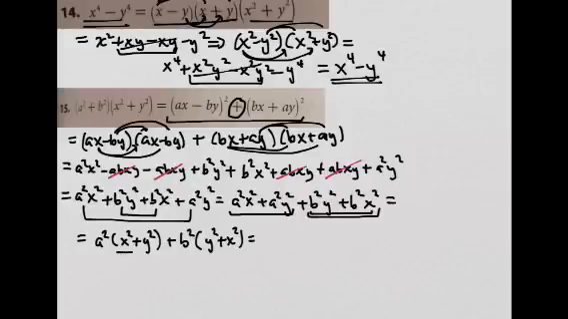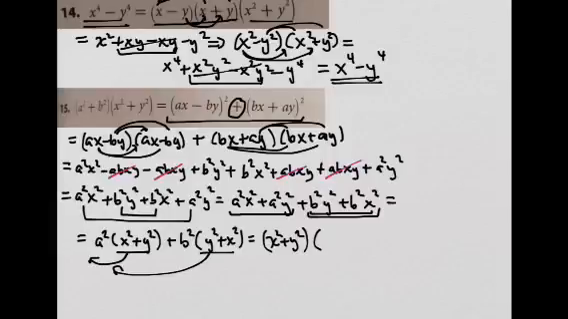So this factor and this factor are exactly the same. So I'm going to factor it out. I'm going to take it out, I'm going to take it out. So when I do that, I'll take it out as x squared plus y squared.